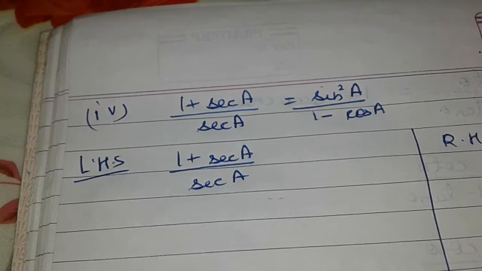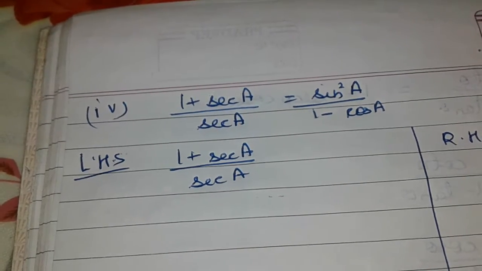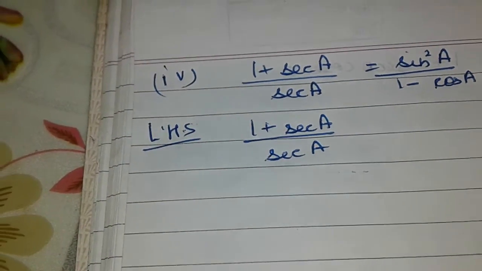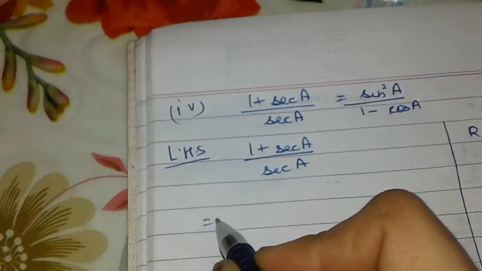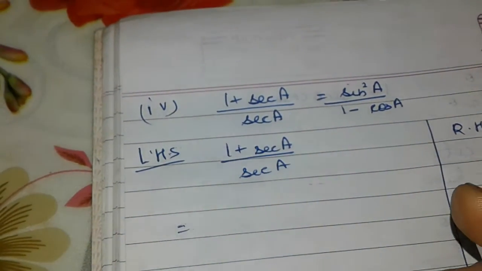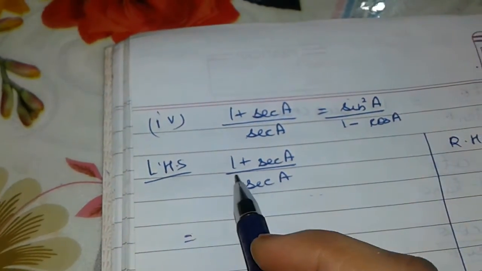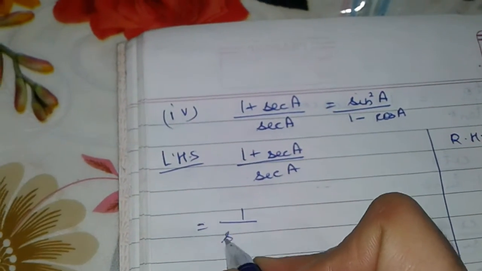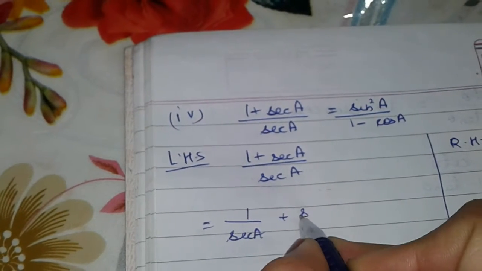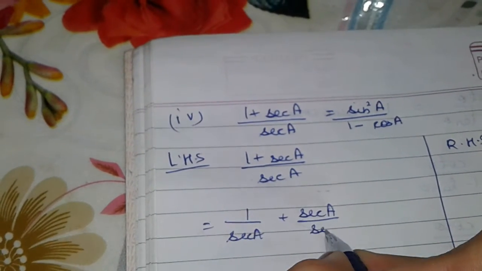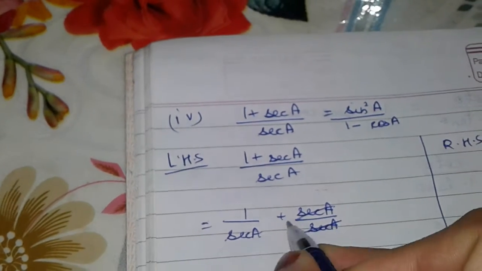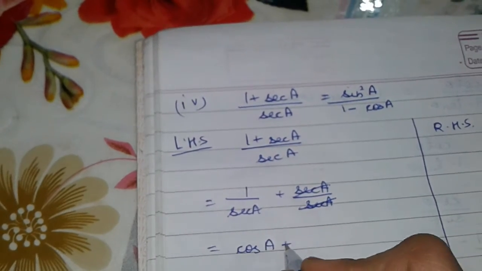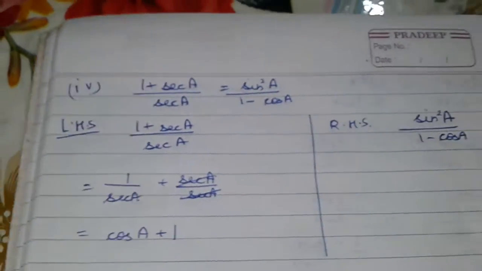Here is the fourth part. Fourth part is (1 plus sec a) upon sec a is equal to sin square a upon (1 minus cos a). Here is the left hand side. Now (1 plus sec a) upon sec a. Now take the sec a to the denominator of 1 as well as to the denominator of sec a. It will be like that, 1 upon sec a plus sec a upon sec a. Okay, it will be cancelled out and 1 upon sec a will become cos a plus 1.